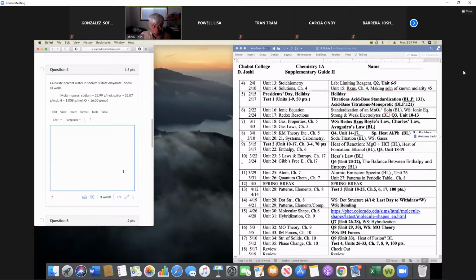That's all. So Professor, for this one, rather than writing out each individual weight and then showing all the work, you just show the equation and the answer? Because on here it says show all work, and I didn't want to get points taken off if I didn't show all the work, but you're just looking for the equation and the answer. What I'm looking for is the molar masses. That's right, the equation and the answer.